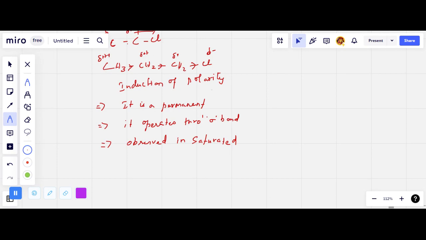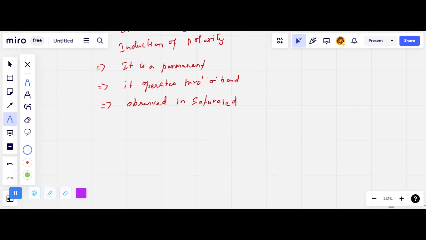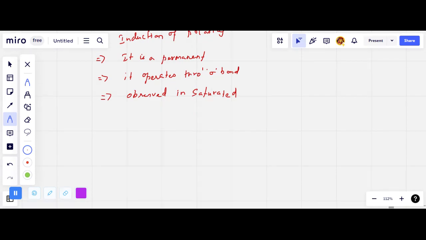ஓகே, so in this inductive effect there are two types, positive and negative inductive effect. அதாவது minus I effect, plus I effect இருக்கு. Positive and negative inductive effect. So we will see first the plus I effect.